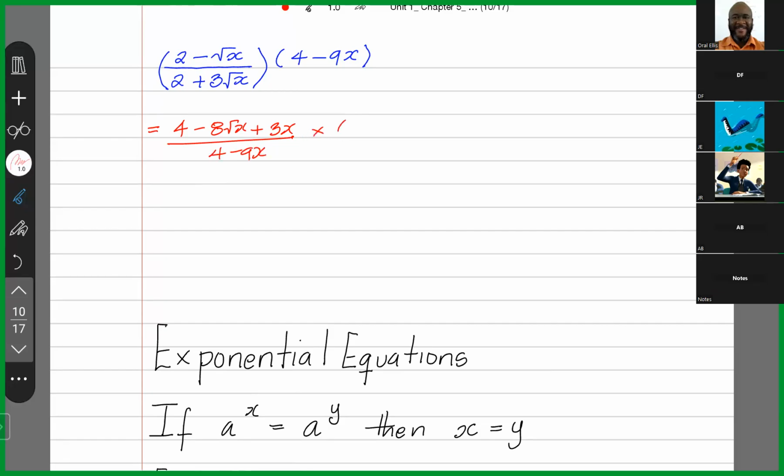And we're to multiply this by what? 4 minus 9x. So the numerator and the denominator of both fractions are the same, so they can cancel out each other. And we're left with 4 minus 8 root x plus 3x over 1 multiplied by 1, which is still just 4 minus 8 root x plus 3x. So we're asked to show that the root 2 minus root x divided by 2 plus 3 root x multiplied by 4 minus 9x is equal to 4 minus 8 root x plus 3x, and we did that.